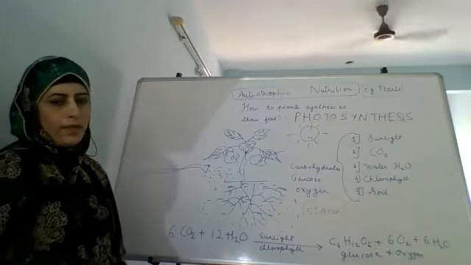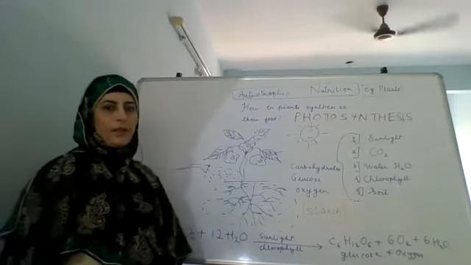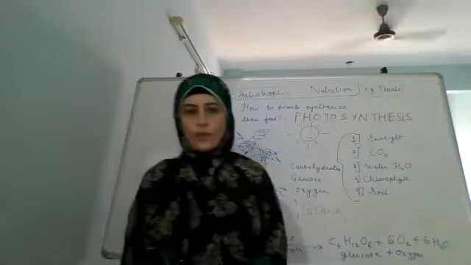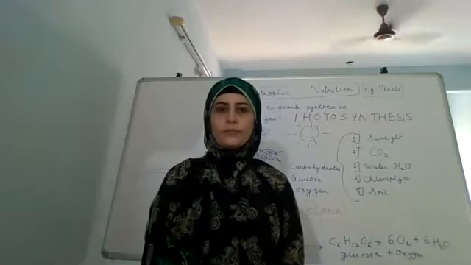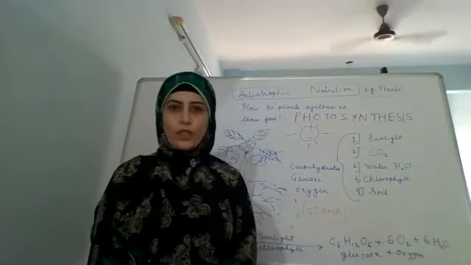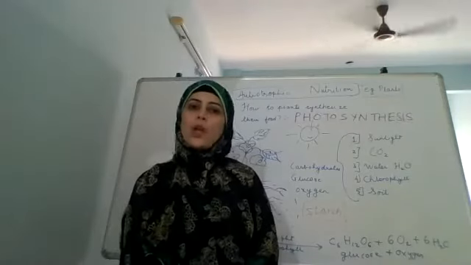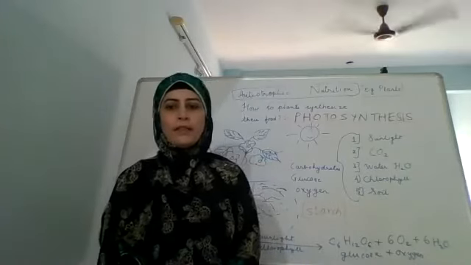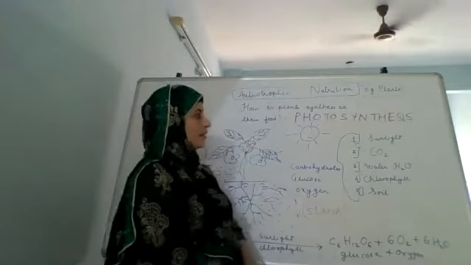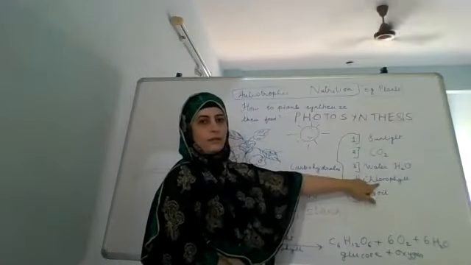The following events occur during the process of photosynthesis. Number one, absorption of light energy. Absorption of light energy by what? We have just discussed. Absorption of light energy by chlorophyll.